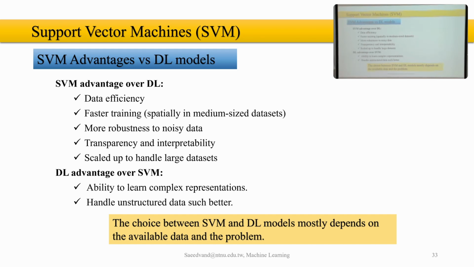On the other hand, you may say, okay, then SVM is good to use always. Not really. It is strong. I told you, in many research we still use SVM as a very popular technique. But on the other hand, deep learning has some advantages, like the ability to learn complex representations. If the data, the correlations and everything are very complex, deep learning can work better, and it can handle unstructured data sets better.